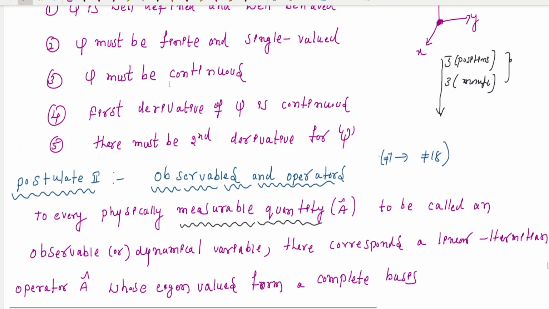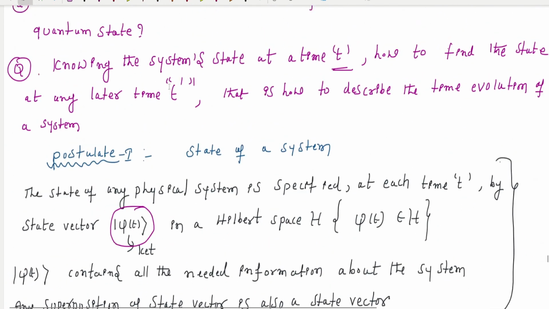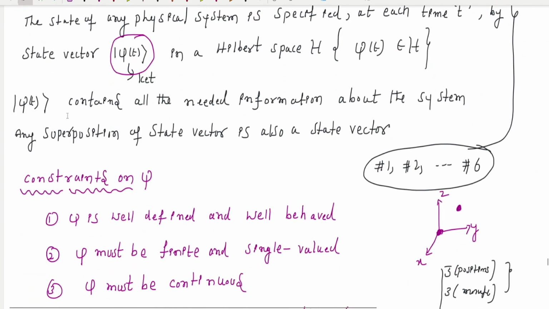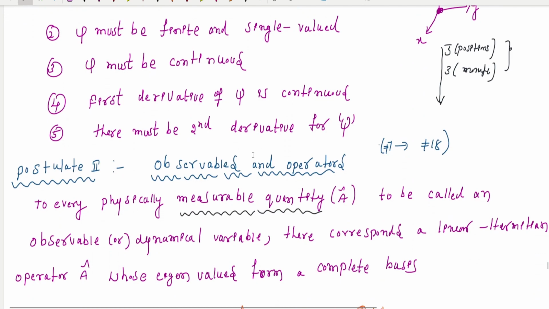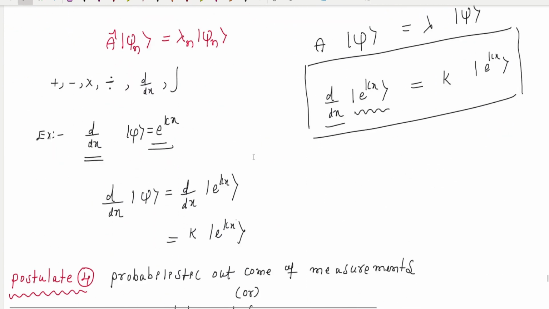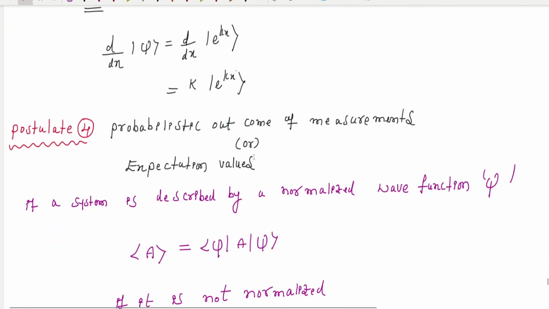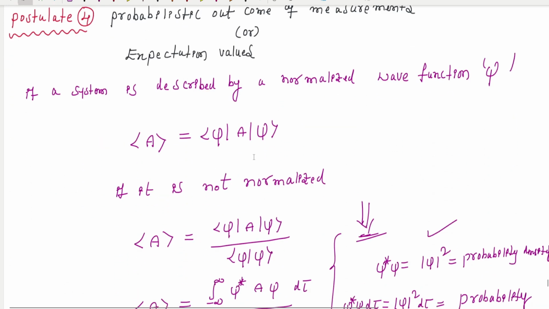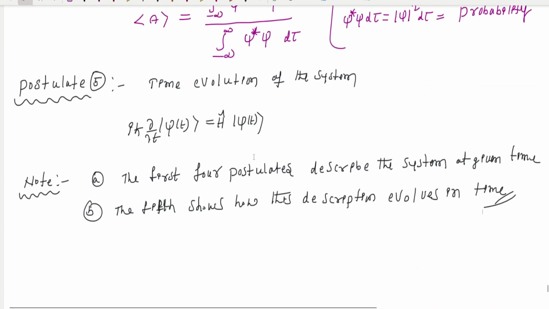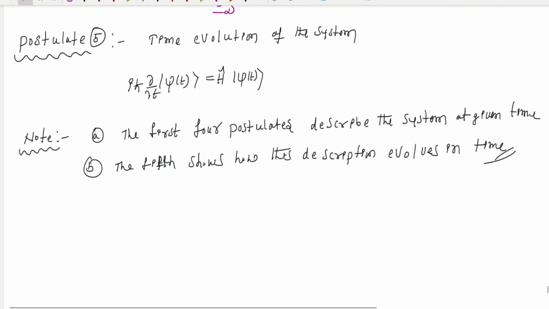First postulate is the state of the system, and the second one is observables and operators. Third one is the measurements and eigenvalues of operators, or eigenvalues and eigenfunctions of operators. Fourth one is the probabilistic outcome of measurements, or expectation values. Fifth one is the time evolution of the system. So these are the basic fundamental postulates.